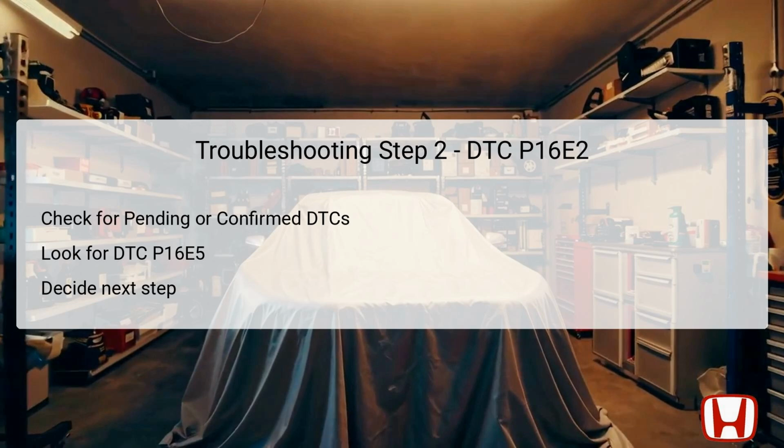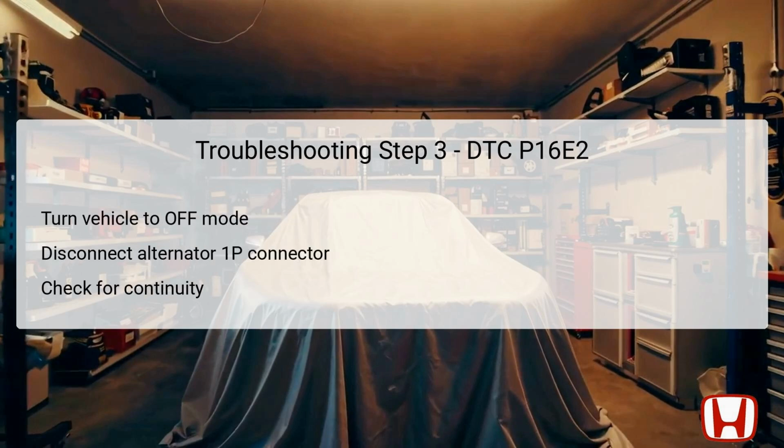Depending on whether P16E5 appears, you'll either proceed to Step 3 if it is present, or jump directly to Step 7 if it is absent. Ensuring that all related codes are reviewed aids in providing clarity and direction in the troubleshooting process.